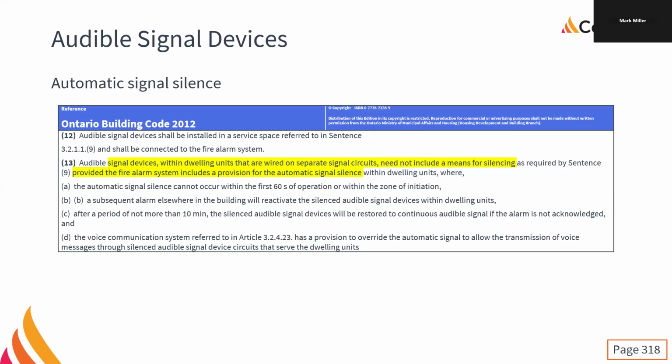When we had the suite signal silencers, a fire alarm could go off in the apartment next door, and angry neighbor Bob could just silence it and go back to bed. And that is definitely not a safe environment.